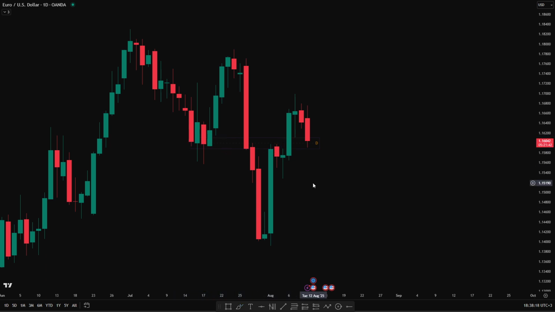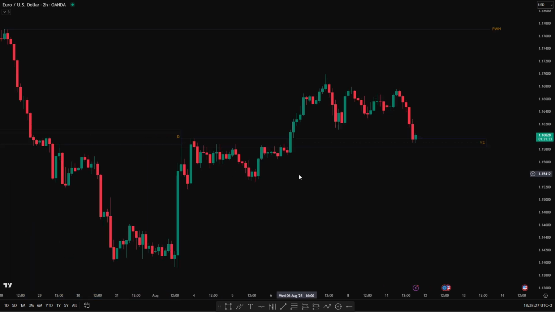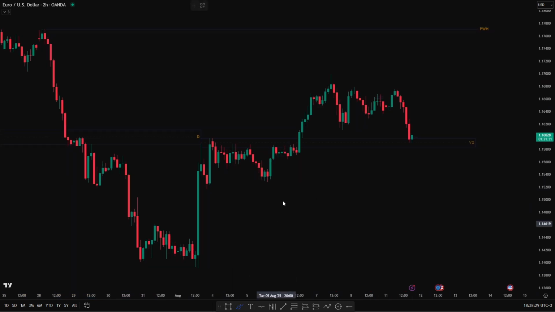So it's a really important fair value gap, as well as on the 2 hour time frame. If we just take this daily fair value gap back, we see something very interesting over here.